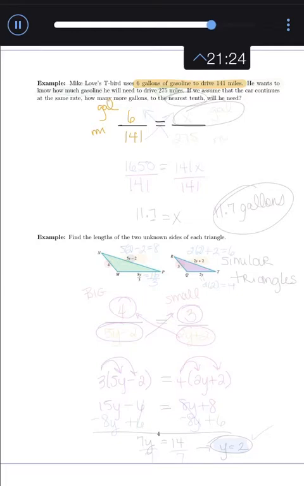Well, we also have that we're looking for how many gallons he'll need to drive 275 miles. So, right off the bat, we don't know how many gallons of gasoline he's going to need. So the gallons goes on the top. That's the thing we don't know. How far does he want to drive on those gallons of gas? He wants to drive how many miles? 275. Those are going to go on the bottom because we said we were going to put our miles on the bottom. So let's solve our proportion.